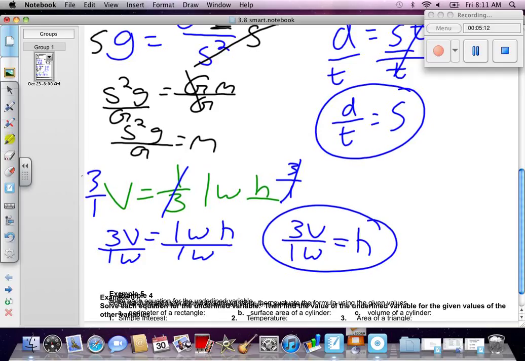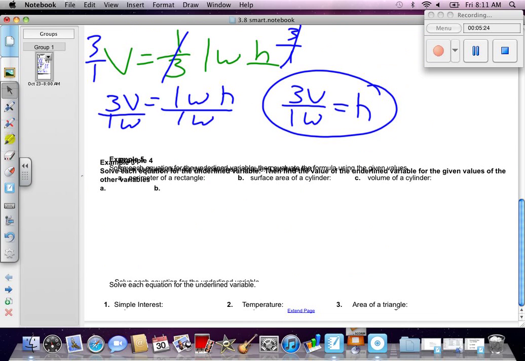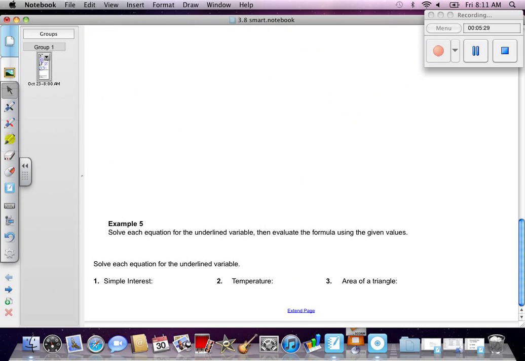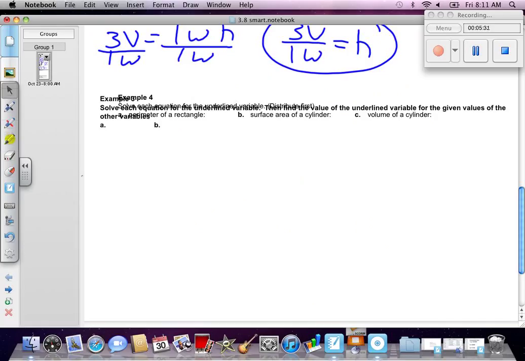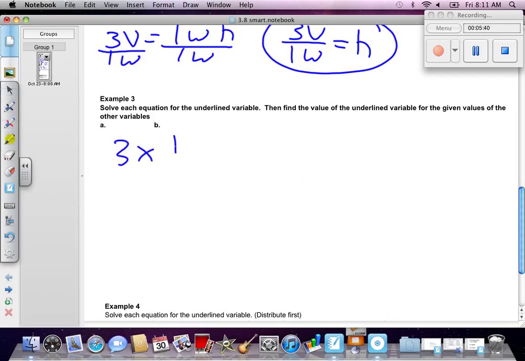Okay? Let's try some with example 3. Example 3 might be easier. We got some more letters. We got some numbers with these letters. Okay, ladies and gentlemen, we're looking at example 3. We've got 3x plus y equals 1. So the first thing we're going to do is solve for y, and then we're going to plug in x equals 2. So what is being added or subtracted to y?